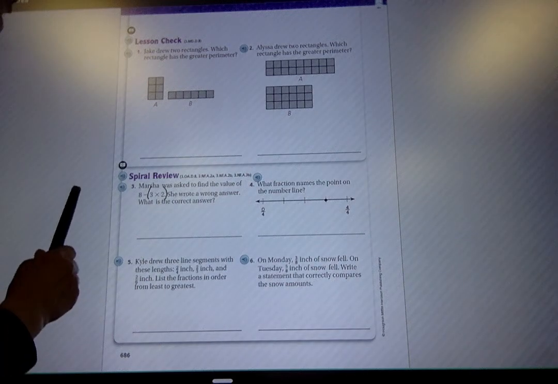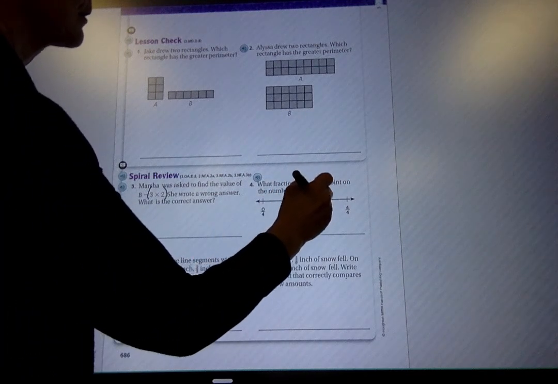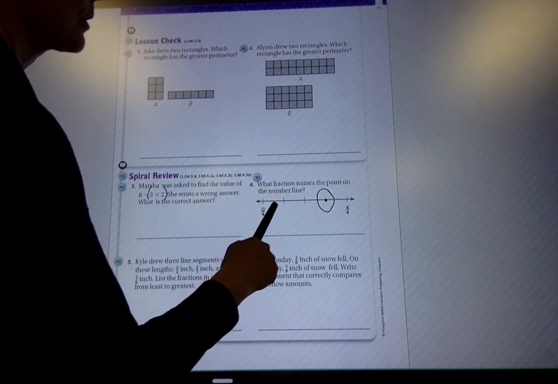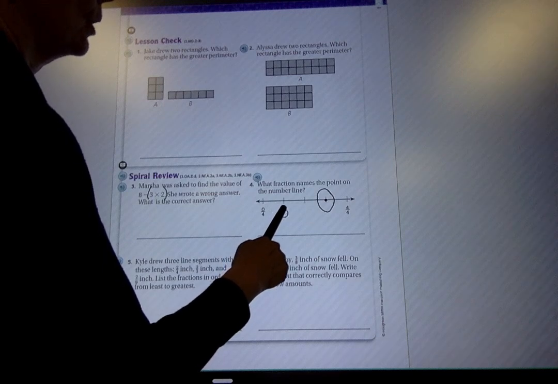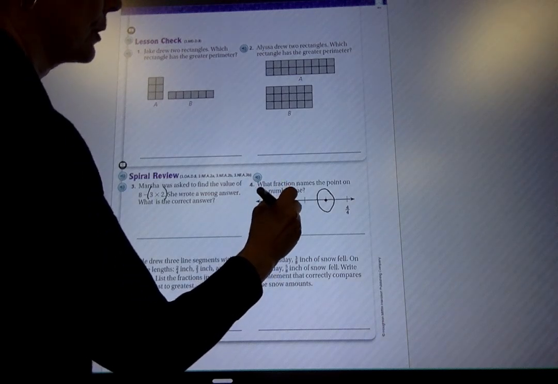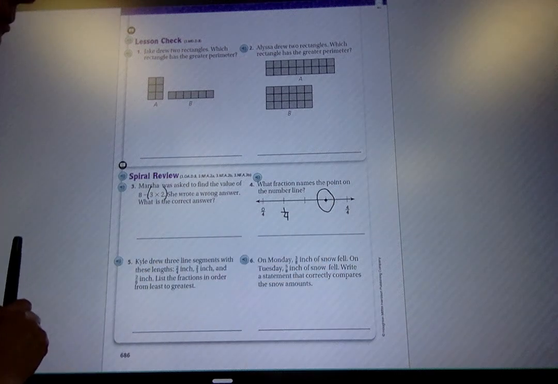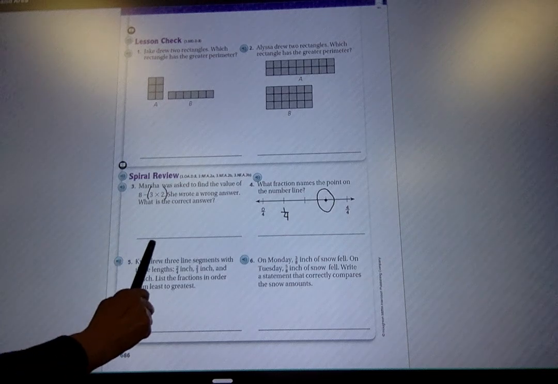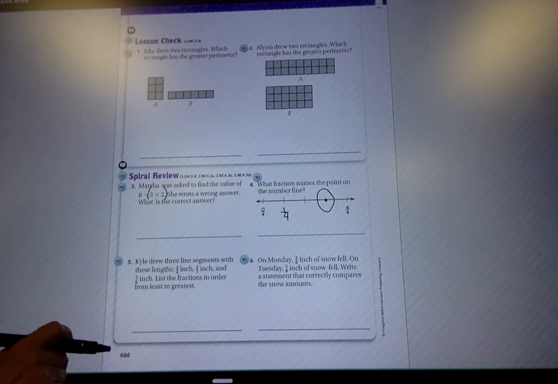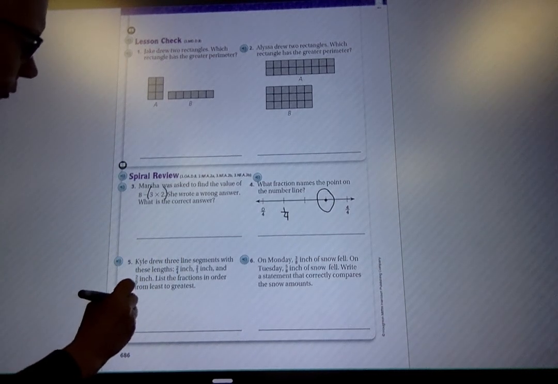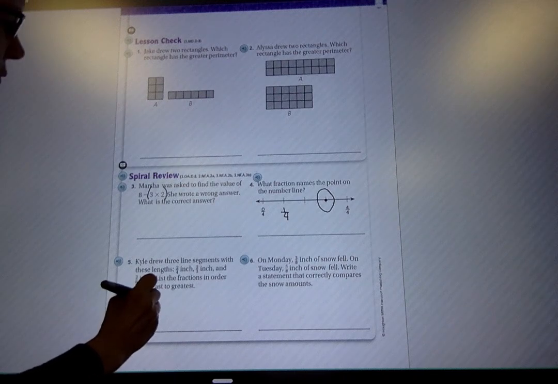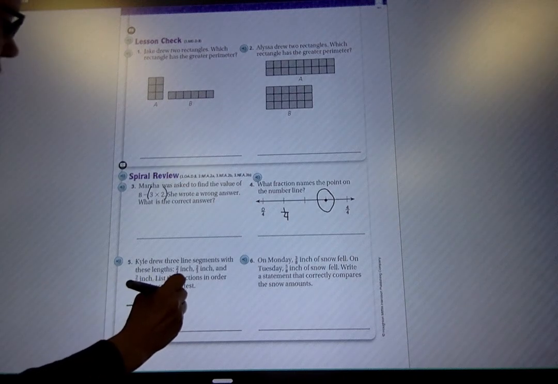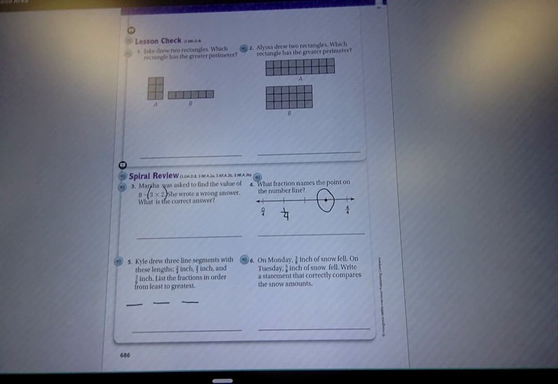What fraction names the point on the number line? Here's the point. This is 0/4, 1/4. You finish and tell me the answer on the line. Kyle drew 3 line segments with these lengths: 2/4 of an inch, 2/3 of an inch, 2/6 of an inch. I made mine all kind of the same. List the fractions in order from least to greatest.